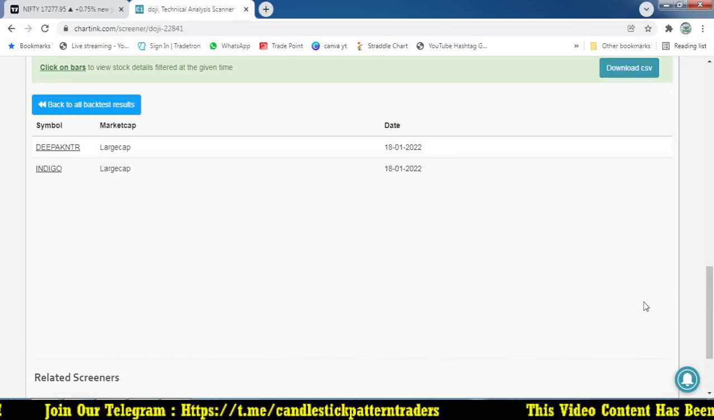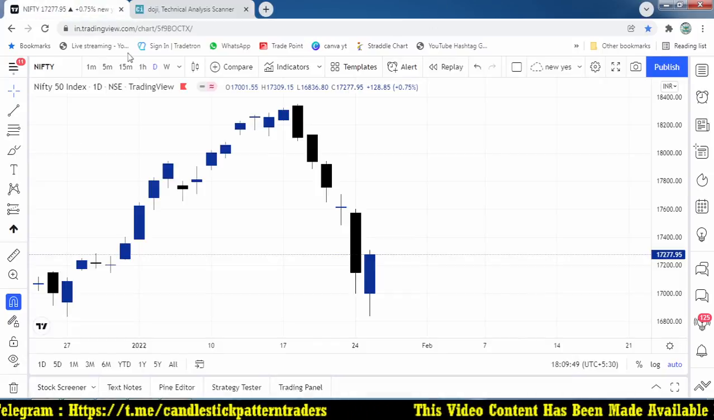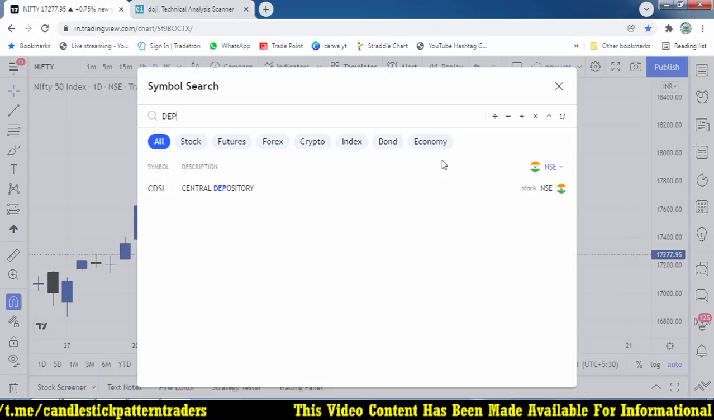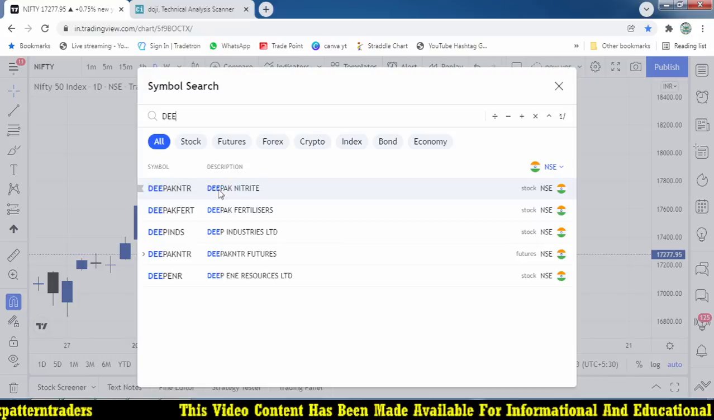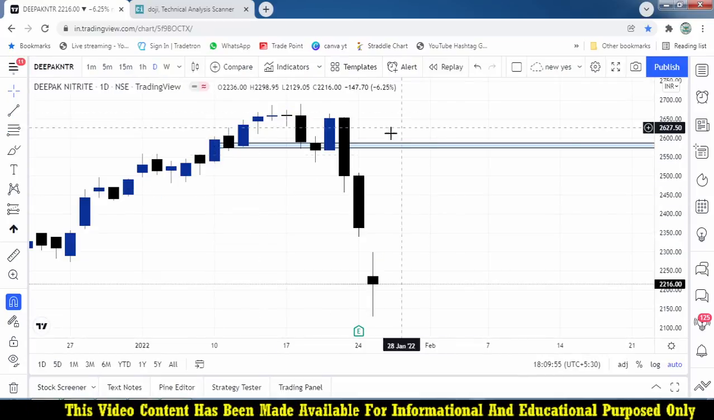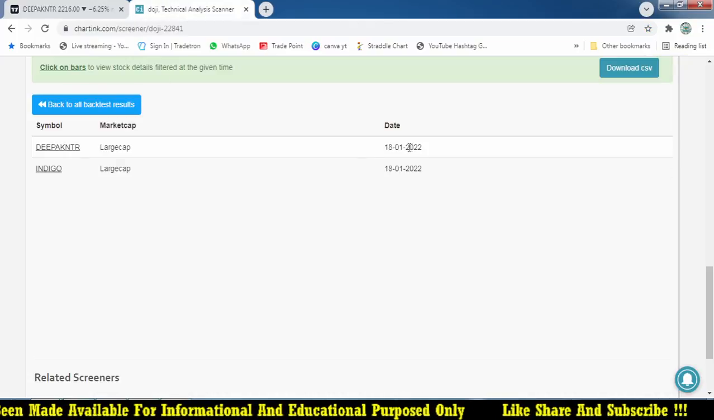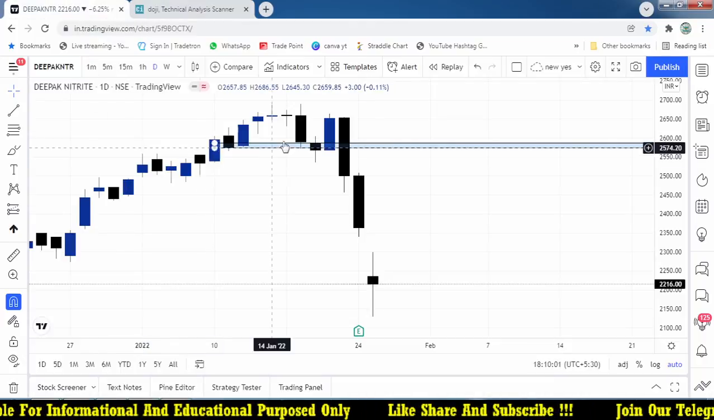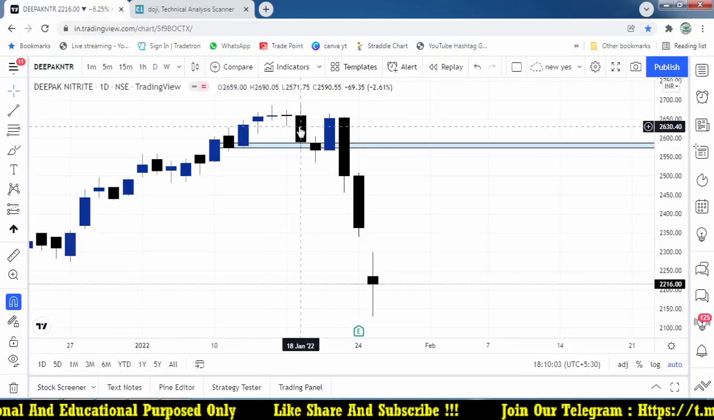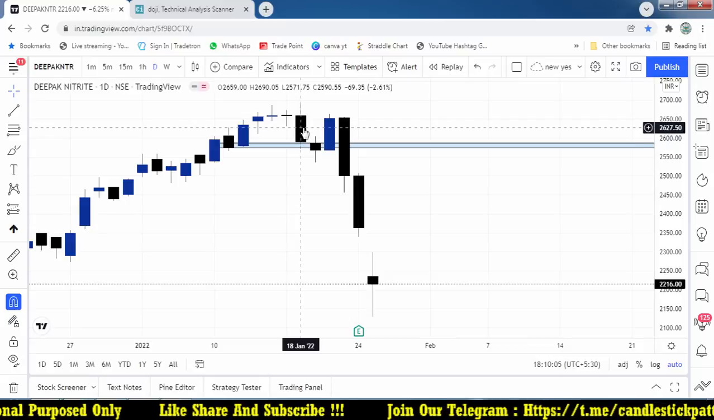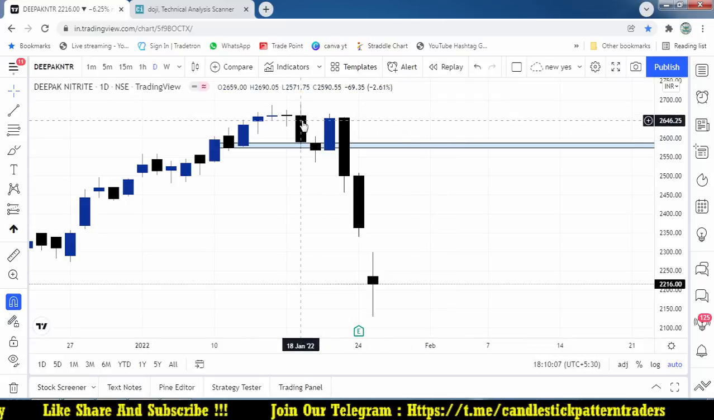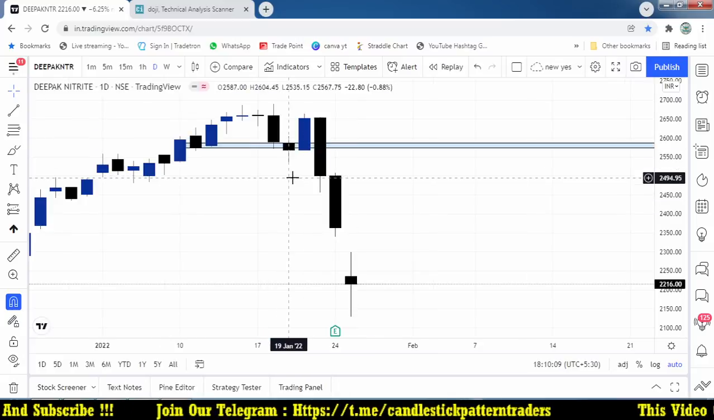On 18th January, Deepak Nitrate and Indigo. Let me try it out. Deepak Nitrate, Indigo. So this is a doji. 17th Jan should be the doji, and on 18th Jan Deepak Nitrate closes below that particular level. And it is a clear, perfect one.